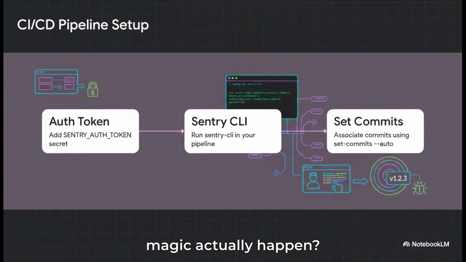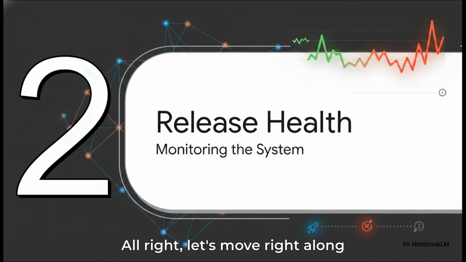So how do we make this magic actually happen? It's basically 3 super straightforward steps to configure your CI/CD pipeline. First, you just add your Sentry auth token as a secret in your pipeline, like, say, in GitHub Actions. Second, you run the Sentry CLI tool. And third, and this is absolutely crucial, you use the CLI command setcommits --auto. This automatically tells Sentry to grab your Git history, figure out exactly which commits are brand new in this deployment, and associate them with this exact release version. Once you've done this, Sentry isn't just tracking errors anymore, it's tracking exactly who wrote the code that caused those errors.